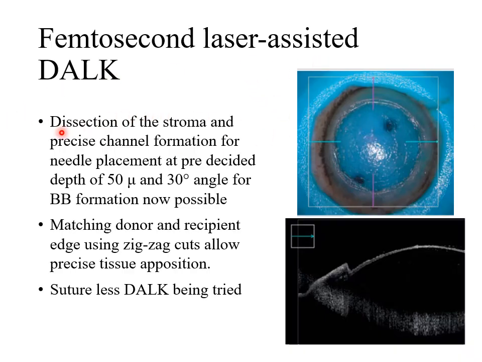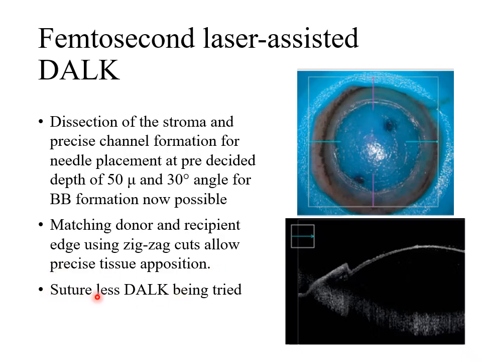Now, femto laser assisted DALK. This is something new. Here, basically, the dissection of the stroma and channel formation for needle placement and big bubble formation are pre-decided in the femto laser machine. And all that job that we were doing manually is done by the femto laser. That is why femto laser assisted DALK. Okay. Plus, it uses zigzag laser cuts between the donor and the recipient edge. So that allows a very nice tissue apposition.